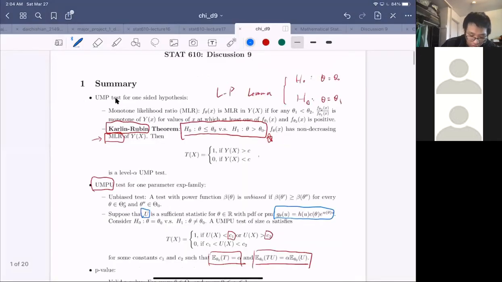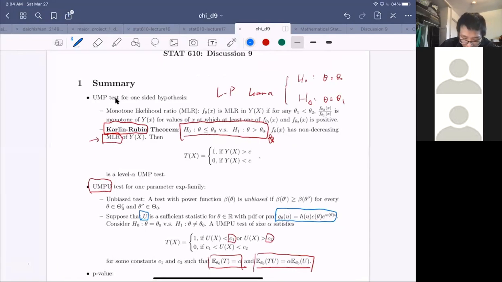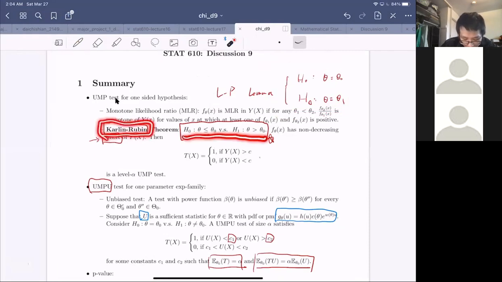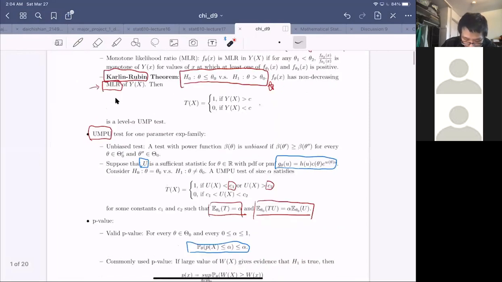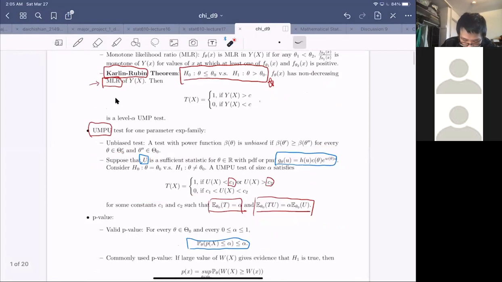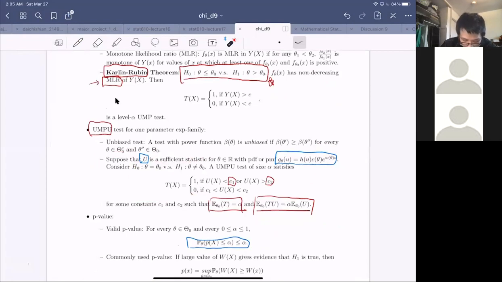So for hypothesis testing, we have three theories. The first is the Neyman-Pearson lemma, and this one is for the simple test. The Karlin-Rubin theorem is for the one-sided test. And the last one, we have another theorem for the UMPU test. We can do the two-sided test.